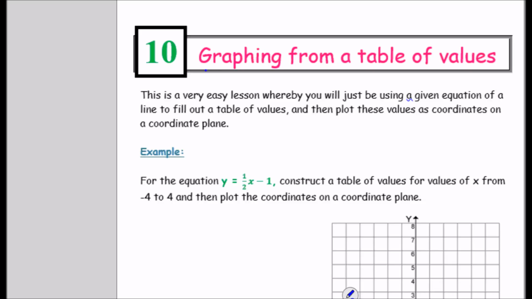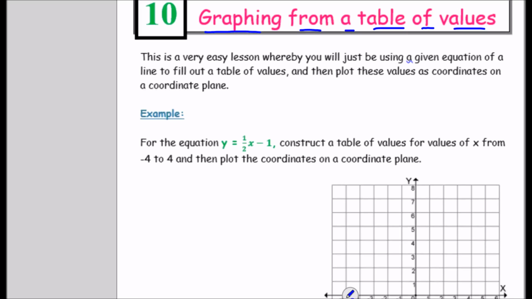So now graphing from a table of values. That's what we're about to do now. This is pretty easy, just substituting values of x into an equation, working out coordinates and plotting them. So this is a very easy lesson where you'll just be using a given equation of a line and constructing a table of values and then plotting these values as coordinates on a coordinate plane. For example, for the equation y equals 1/2 x minus 1, construct a table of values for values of x from negative 4 to 4 and then plot the coordinates on a coordinate plane.